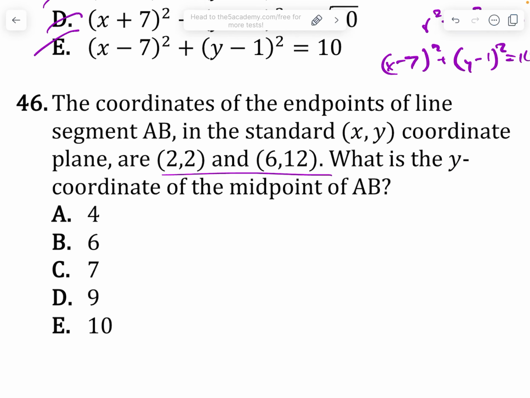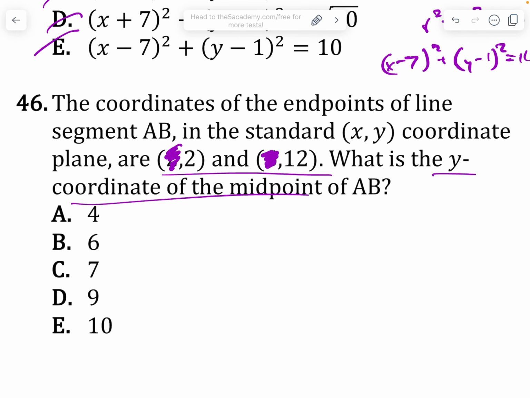The coordinates of the endpoints of line segment AB in the standard coordinate plane are this. What is the y coordinate of the midpoint of AB? Okay. So how do you find the midpoint of 2 points? Midpoint is really just a fancy way of saying average. So if I have 2 points, I'm finding the average x value, average y value, and that's what I get as my midpoint.